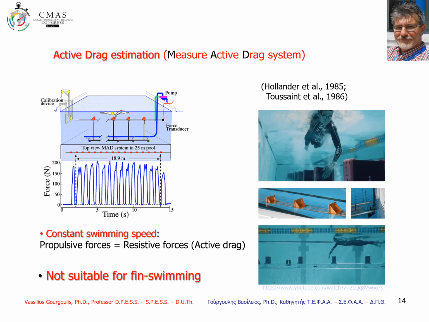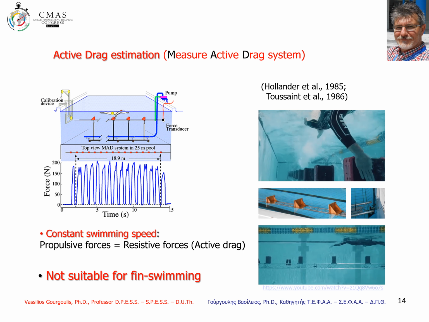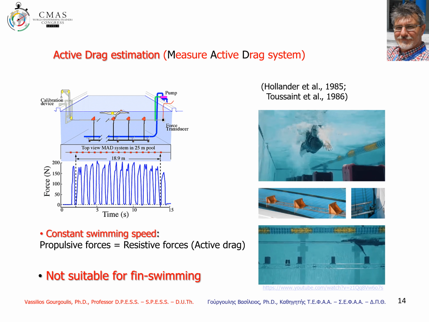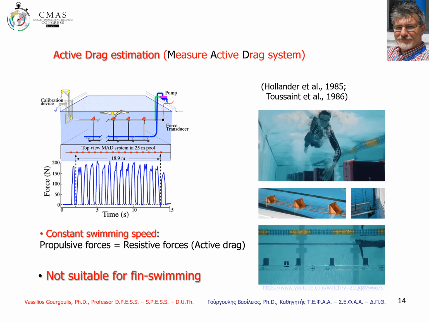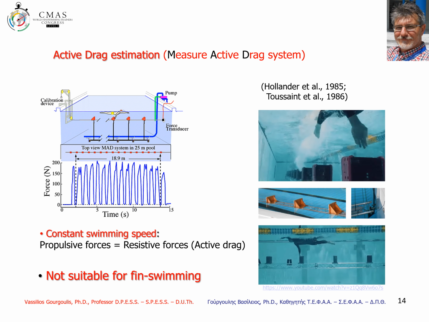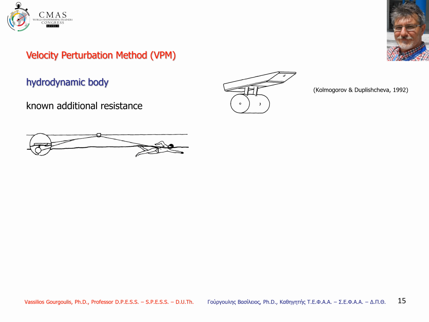However, the use of the MAD system is suitable only for the estimation of the active drag during front crawl swimming and using only the arms. Even though it has provided a large knowledge on front crawl, it is not suitable for fin swimming. Another method to estimate active drag has been introduced by Kolmogorov and Duplishcheva. This approach is called velocity perturbation method.